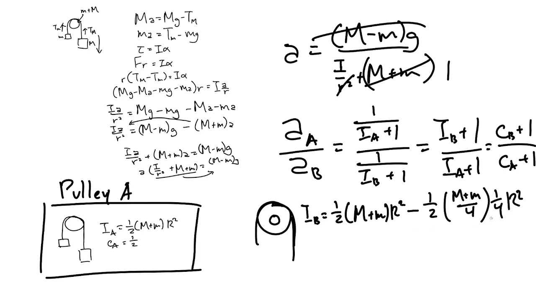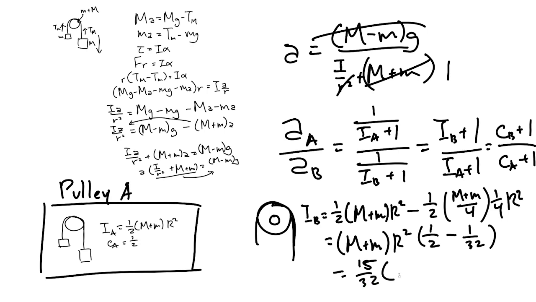And so if we combine this all together, this is going to be big M plus little m, r squared, times 1 over 2 minus 1 over 2 times 1 over 16, which is 1 over 32. And this is going to give us 15 over 32 of big M plus little m r squared, right? So that means that our constant is going to be 15 over 32.